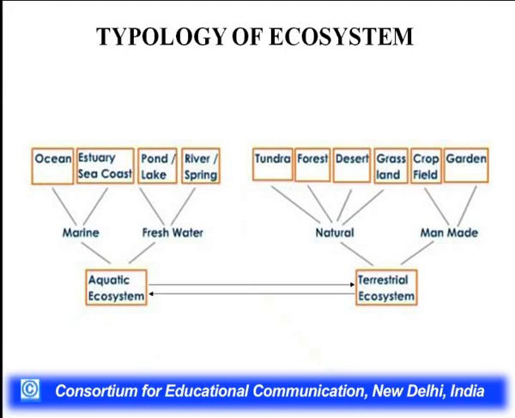If you go to the terrestrial ecosystem, we can divide it into the human system and the natural system. Particularly human system: grassland, cropland, garden, and the natural system: tundra, forested area, desert, these all. And then we also have the intermixed, like a semi-arid region, where we have a mixture of a little bit of humidity and also dryness.